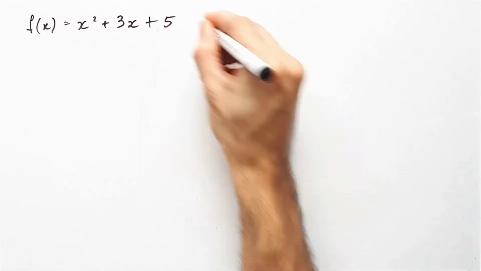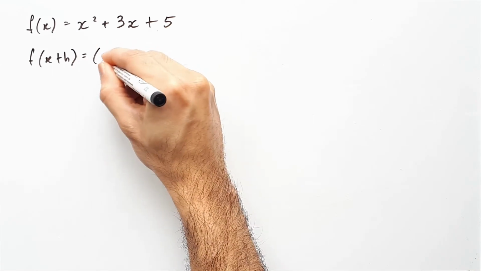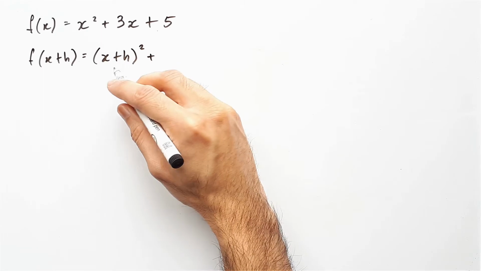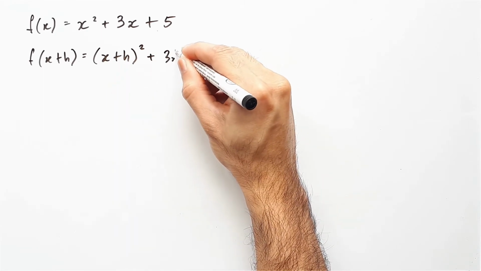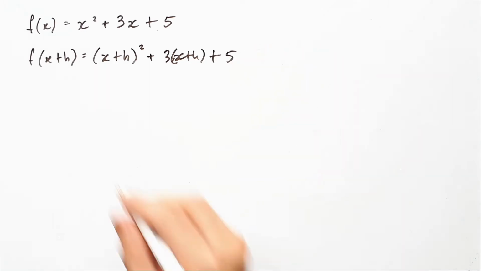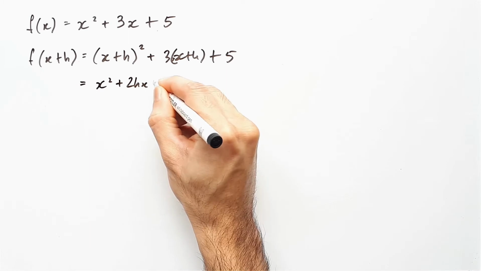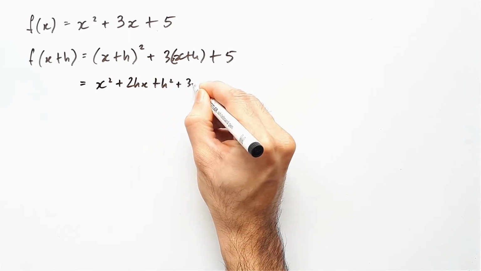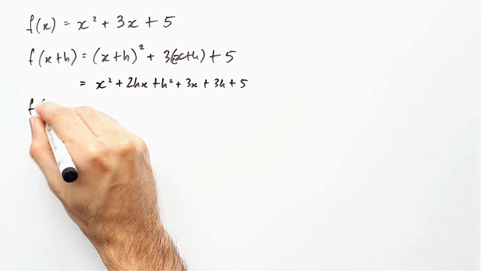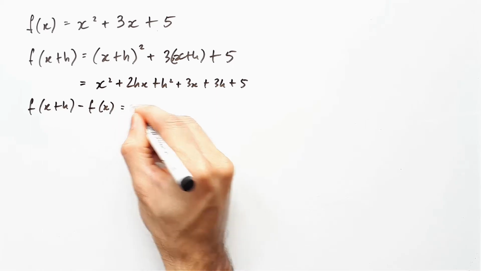Alright, so again, we're given f of x already, but we need to find f of x plus h. So you would replace x everywhere for x plus h. So we'll have (x plus h) squared plus 3 times (x plus h) in brackets plus 5. When you expand all of this, we'll get x squared plus 2hx plus h squared plus 3x plus 3h plus 5. Do the subtraction, and we will see that the terms that match each other will cancel off.